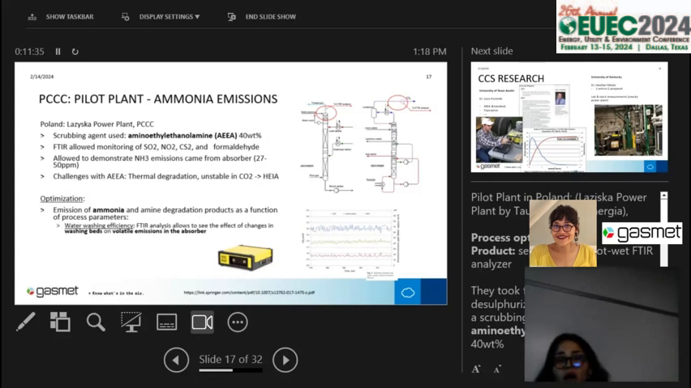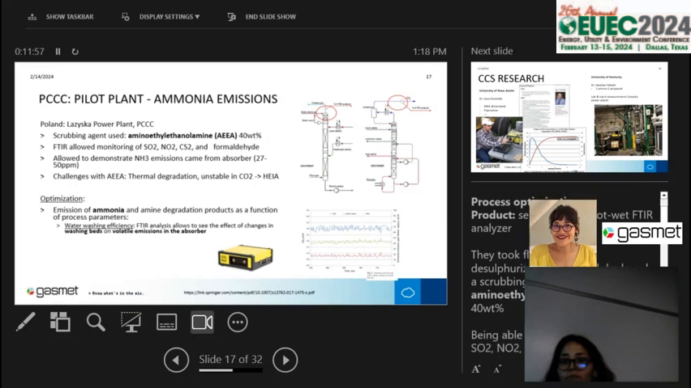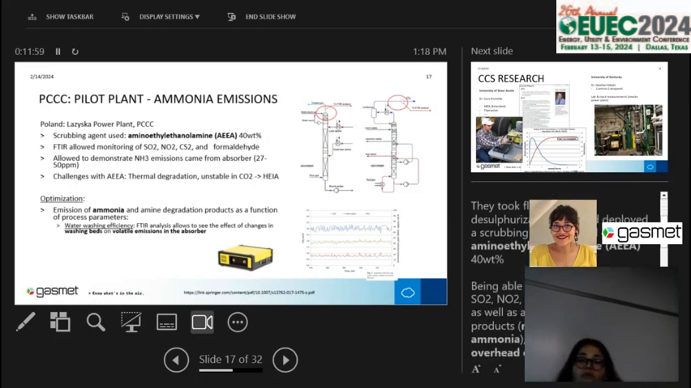Here are some examples of case studies. We've got a pilot plant at a power plant station in Poland where they chose a semi-portable hot-wet FTIR analyzer to measure flue gases that came from a desulfurization unit, and they deployed a scrubbing system based on aminoethylethanolamine. So they were able to measure SO2, NO2, CS2, formaldehyde, and all these components, as well as amine decomposition products.